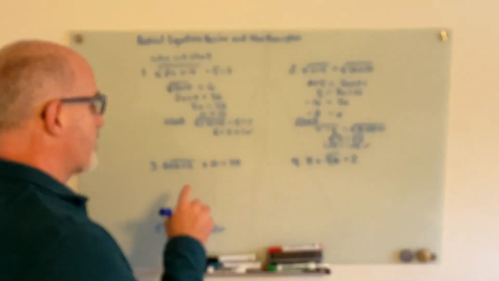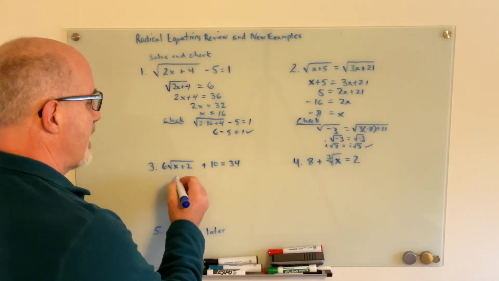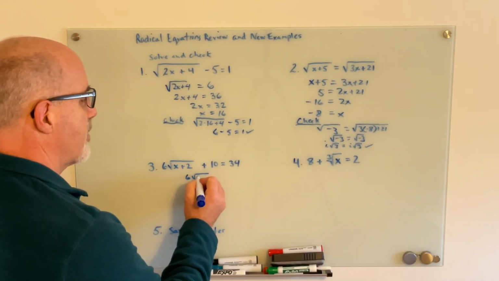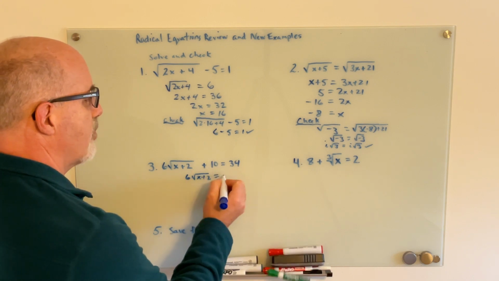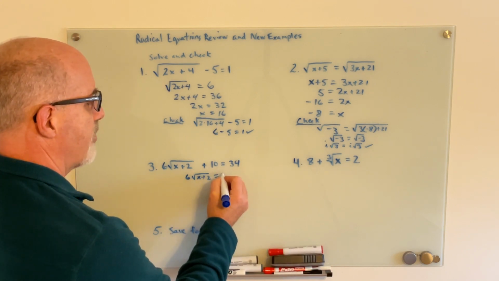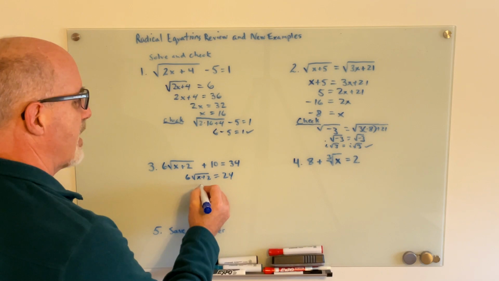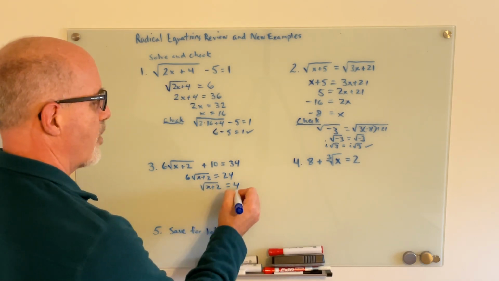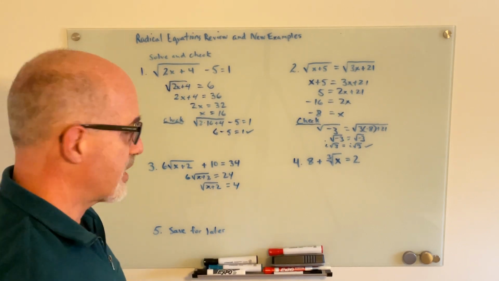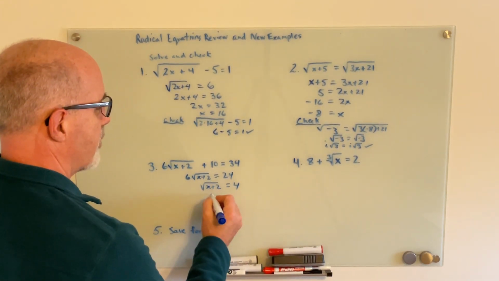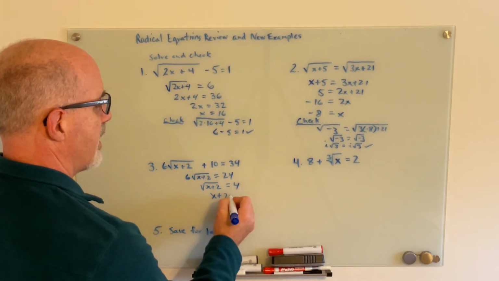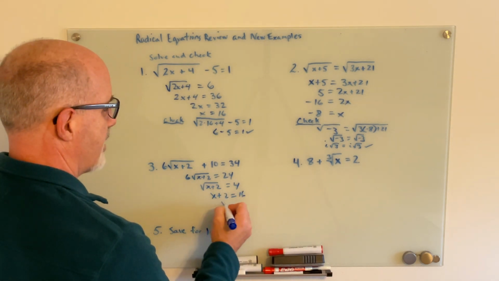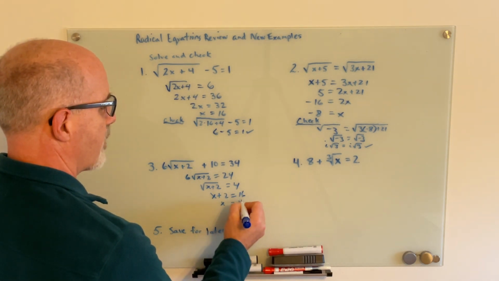First of all, I want to get the square root by itself, so I'm going to subtract 10. 6 square roots of x plus 2 equals, in this case, we're going to have 24. Divide both sides by 6. Square root of x plus 2 equals 4. Now I'm going to square both sides to get rid of that radical. So I'm going to get x plus 2 equals 16. Subtract 2 and you get 14.